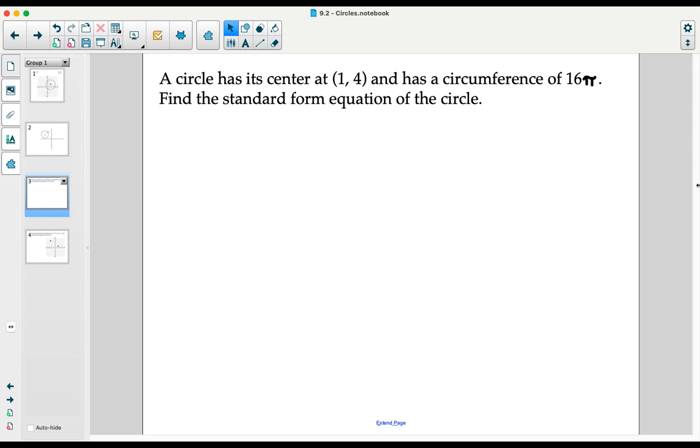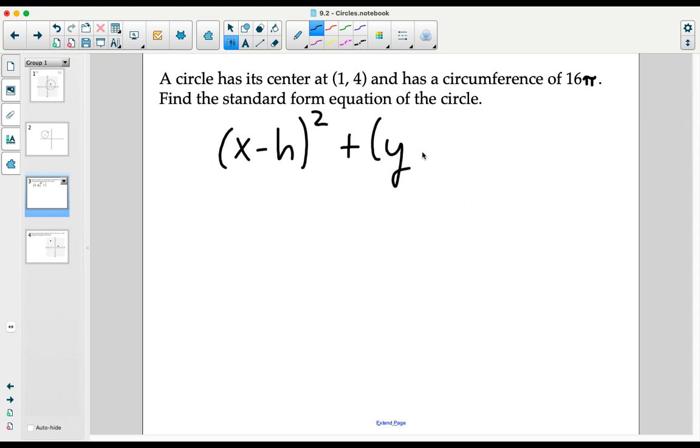A circle has its center at (1, 4) and a circumference of 16π. Find the standard form equation of the circle. We know that the general setup for the standard form of an equation for a circle looks like this, where h and k represent the center of the circle and r represents the radius of the circle.